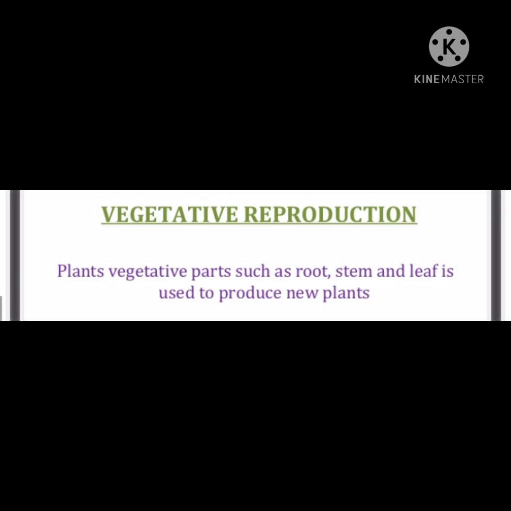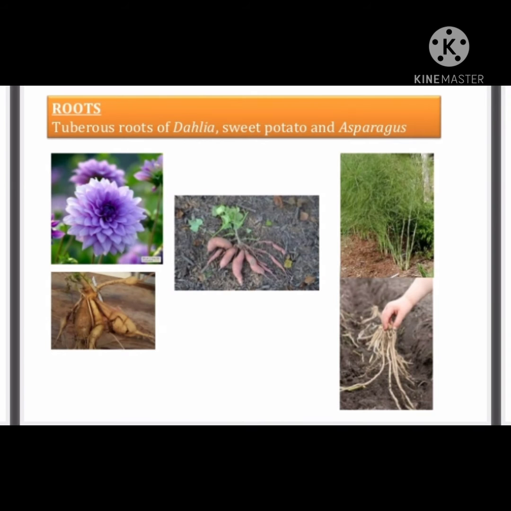Then, did you notice the potato? If we keep the potato in a cool place for one or two weeks, we can see small eyes, small bulges, notches over its surface. From these eyes the new potato plants can be produced. Potato is actually a modified stem.